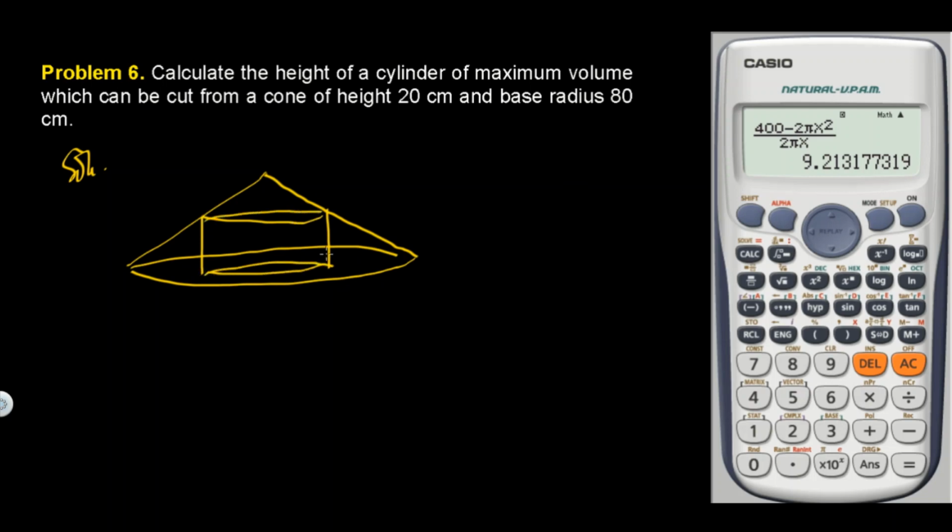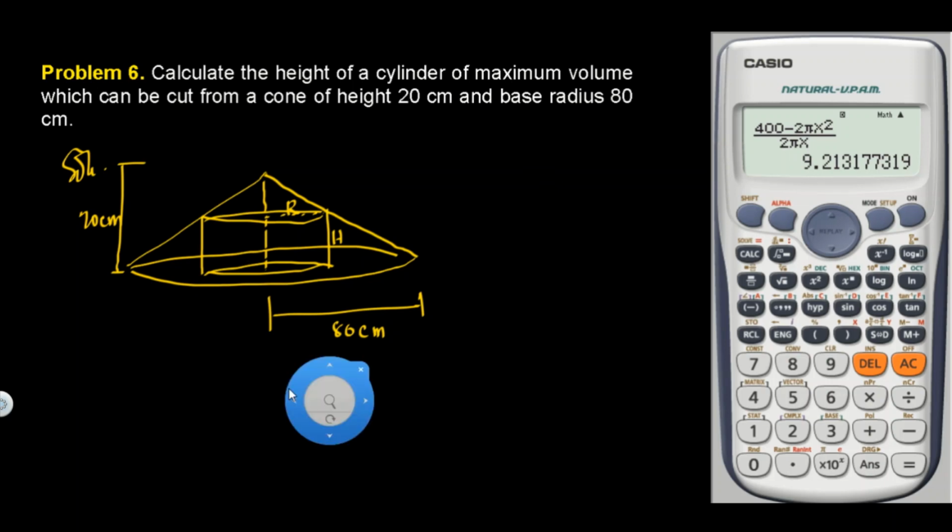Okay, imagine na lang natin, cylinder yan. So, ito from this point to here is radius. Ito naman yung height ng cylinder. Then, given yung height ng cone, which is 20 cm. And the radius is, what? 80 cm. Okay?